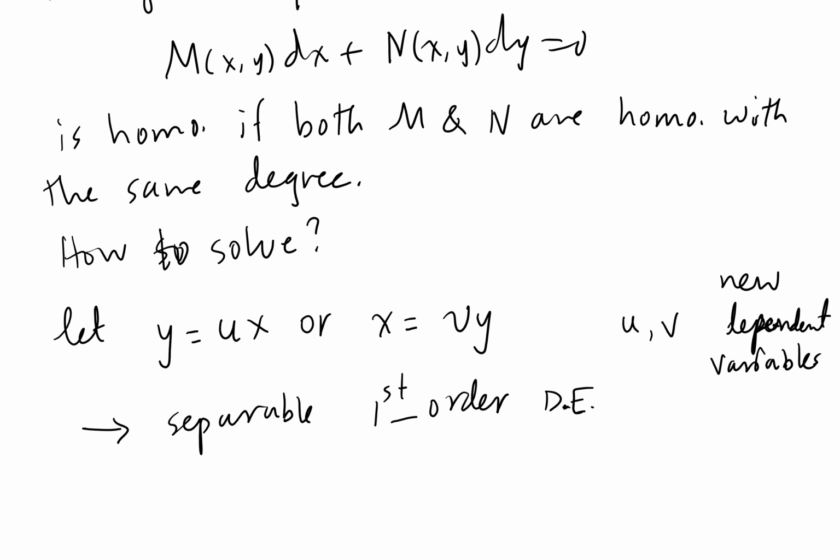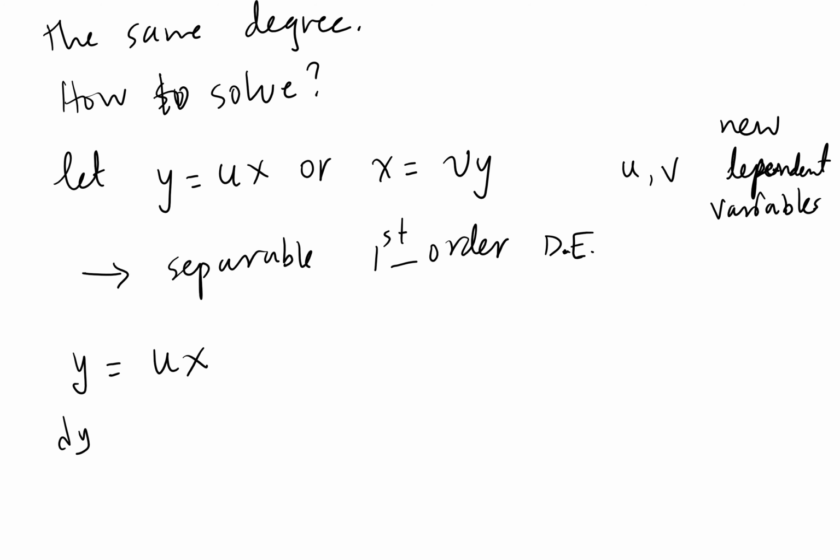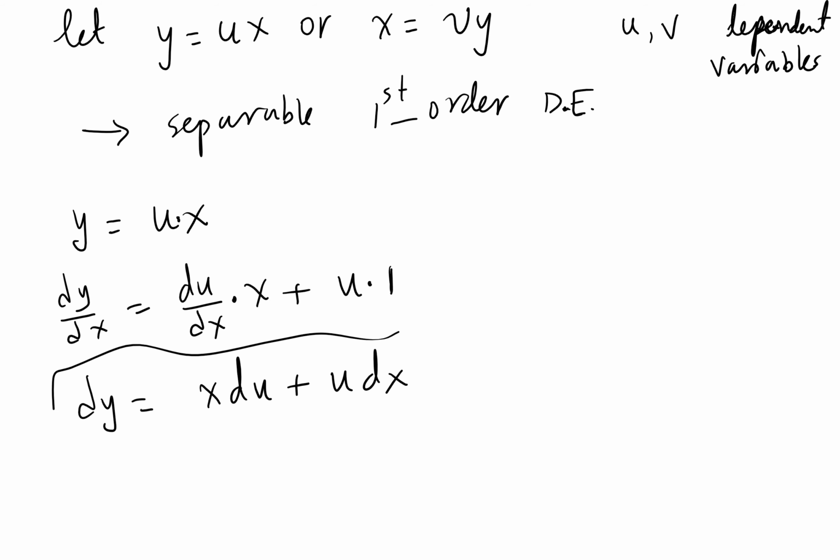Before the example, from y equals ux, it's important to see what happens. All the time we're going to differentiate this, dy dx, and since u is a dependent variable, we're going to use the product rule. So the derivative of u is u prime or du dx times x, plus by the product rule u times the derivative of x, which is 1, or dx dx. This can always be rewritten as dy equals x du plus u dx. So keep that in mind. You don't have to derive it every time if you know it.